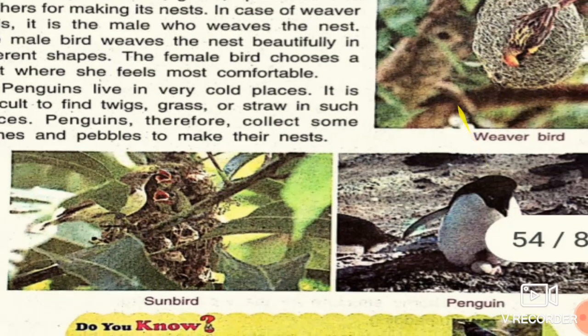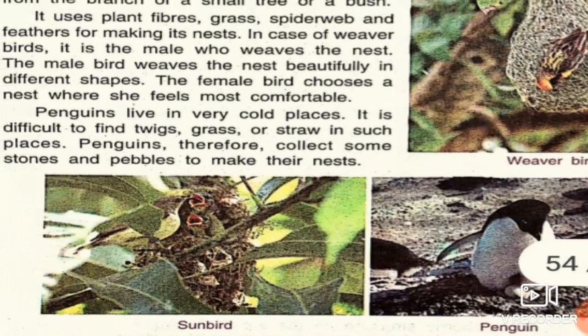Now, penguins, children. Penguins live in very cold places, and it is difficult to find twigs, grass, or straw in such places. Places like Antarctica are covered with snow. There is no soil, no green plants. So it's hard to find twigs, grasses, etc. The penguin collects small pebbles and small stones and makes its nest.